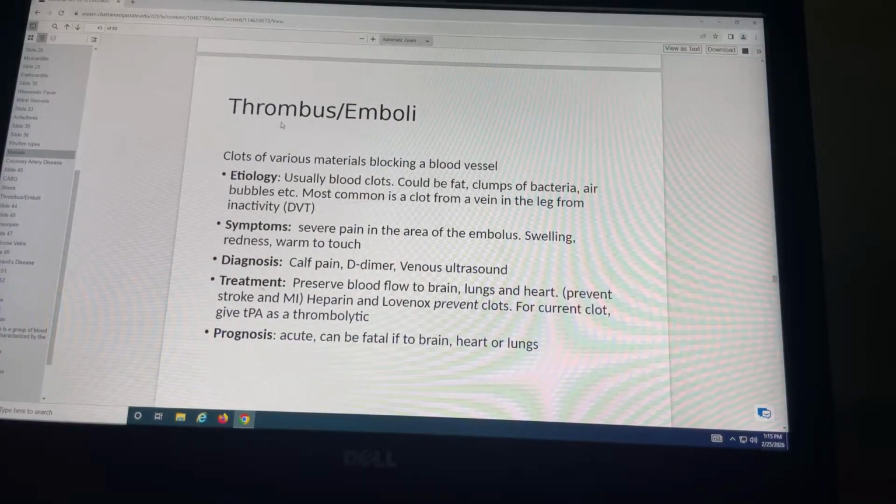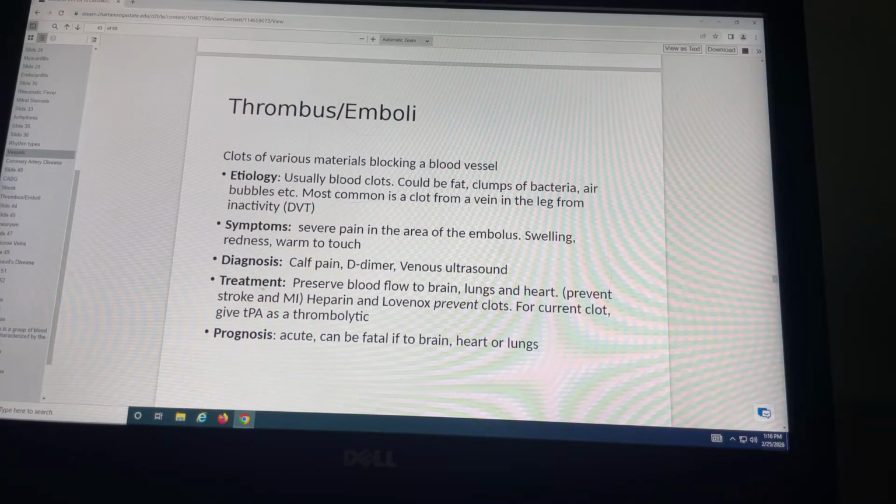All right, so a thrombus, you might also see emboli, kind of the same difference. This is just referring to a clot of some kind blocking a blood vessel. A thrombus, generally speaking, is going to be a blood clot, but you know how we had that plaque lined up in the arteries from the cholesterol? Sometimes those can dislodge or break off, and now you have a big fat globule floating around in the circulatory system, which is bad, right? Because that can block an artery.